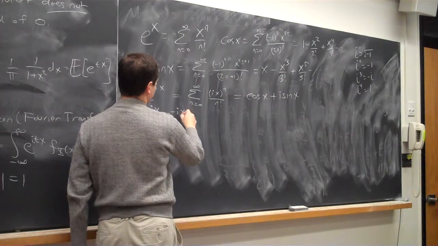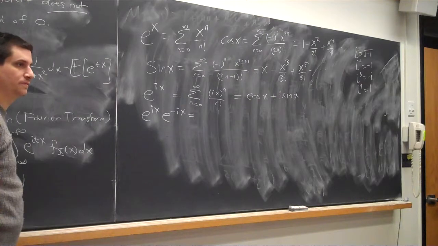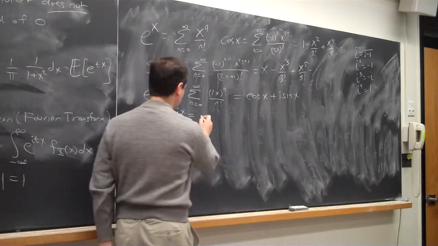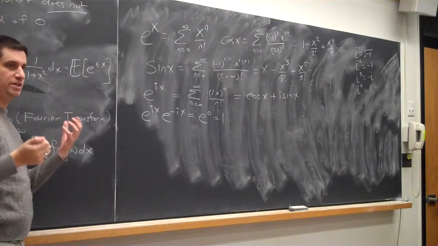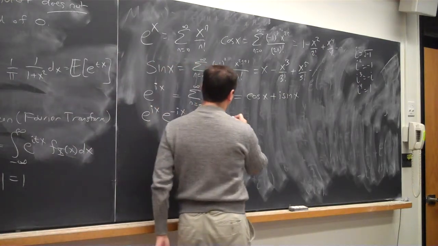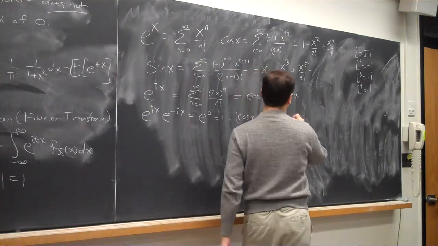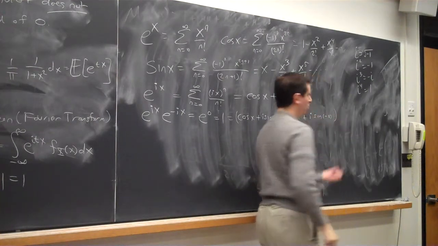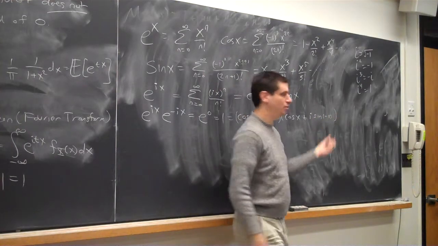What's e to the ix times e to the minus ix? It's 1, e to the 0, which is 1. We proved in this class that when you have exponents, e to the x times e to the y is e to the x plus y. So now if I look at this, this is cosine x plus i sine x times cosine x plus i sine of negative x. Well, the sine of negative x is what? It's negative sine x. So I can pull this outside.